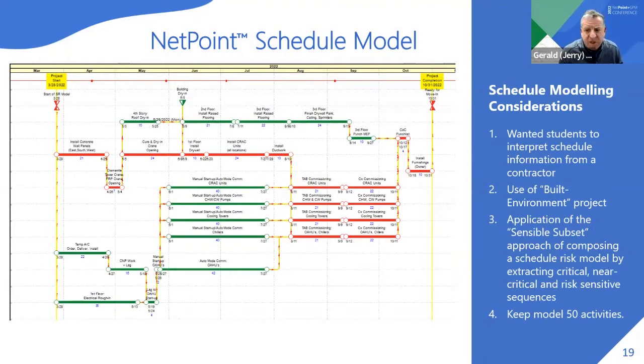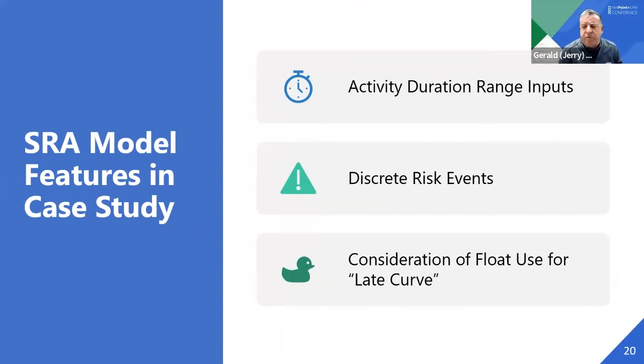From the standpoint of using NetRisk to do the simulation, the 3 features that we really wanted them to get hands-on experience on was being able to do the range inputs on the activity durations. And so there was actually some of the range inputs they had to think through, what values they're going to put in. That wasn't exactly given to them, which was part of the challenge of the exercise.